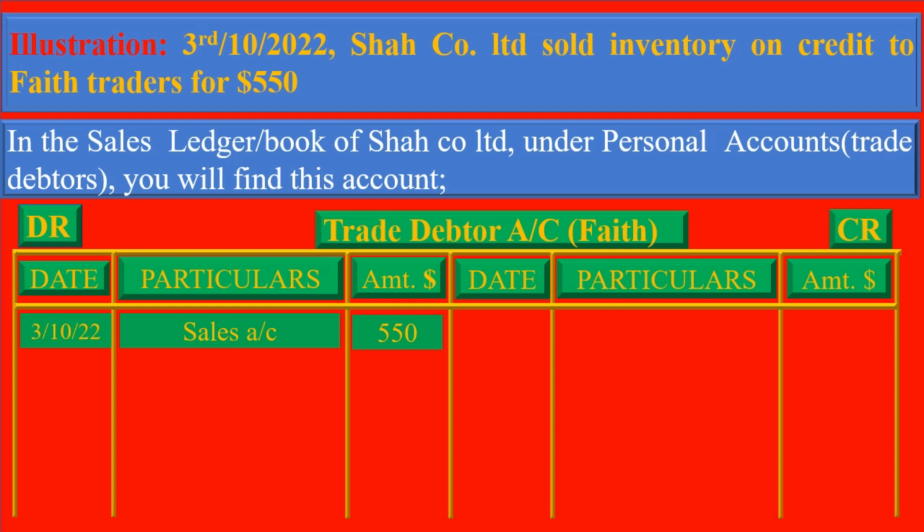Other examples can still follow and they will take the same form like the one I've demonstrated on the board. Thank you. This is the end of this lesson. In the next lesson, we'll be looking at the case of creditors, classification of personal accounts as far as creditors are concerned.